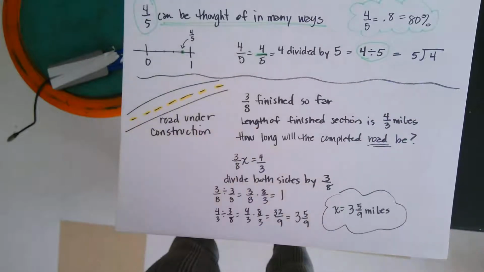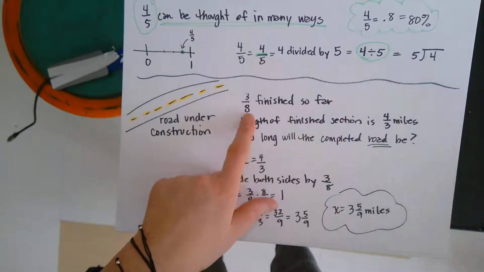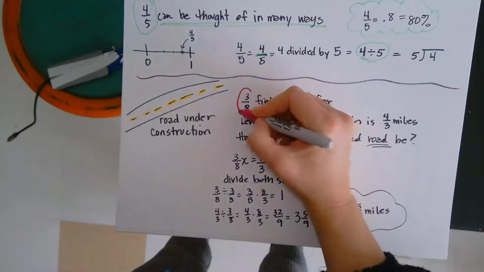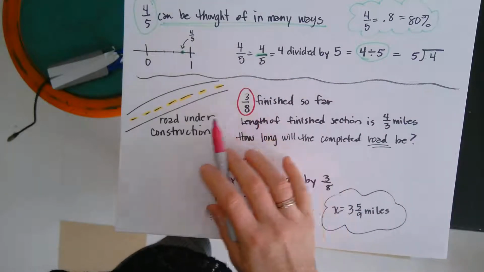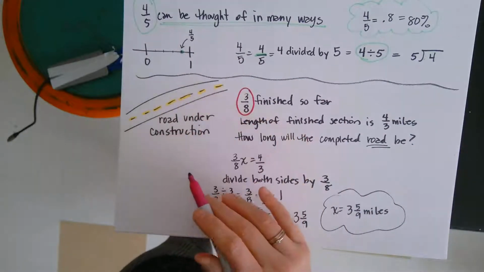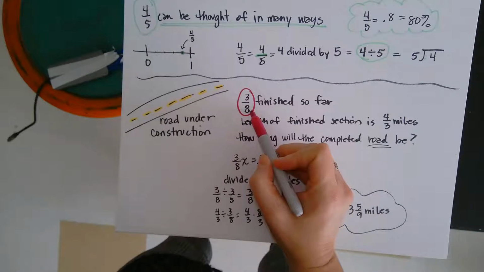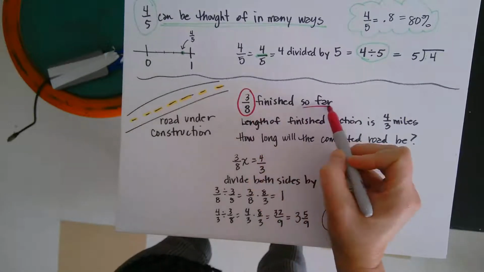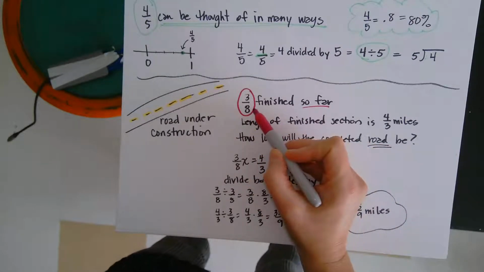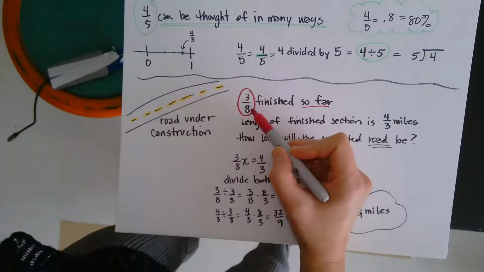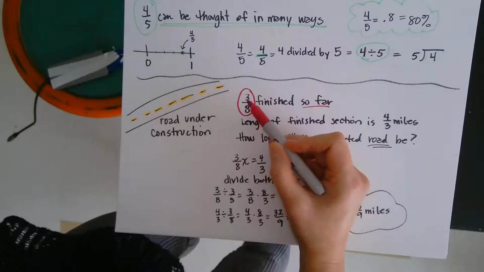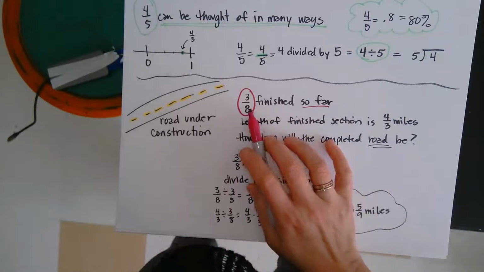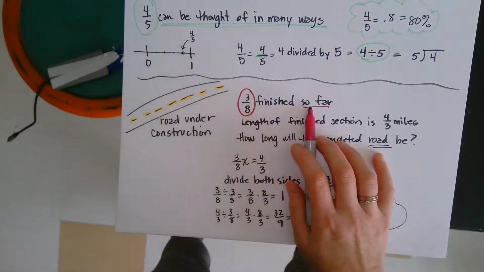Now let's look at 3/8. And we're going to use 3/8 this time in the context of this problem. And so here's a road that's under construction. 3/8 of the road is finished so far. So that wouldn't be all of the road, right? All of the road would be 8/8. Half the road would be 4/8. So this is less than half of the road is finished so far.